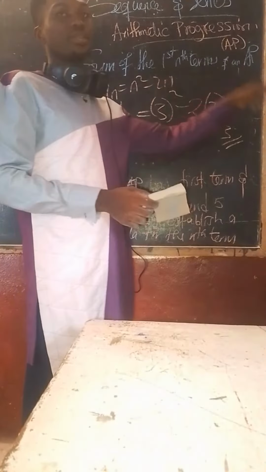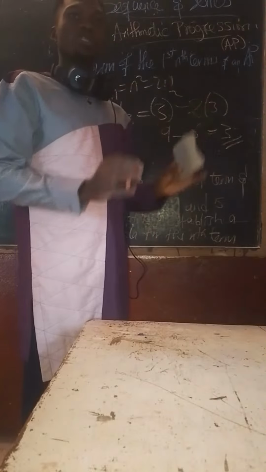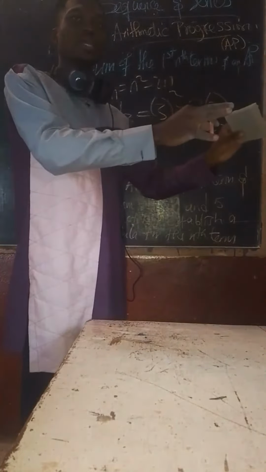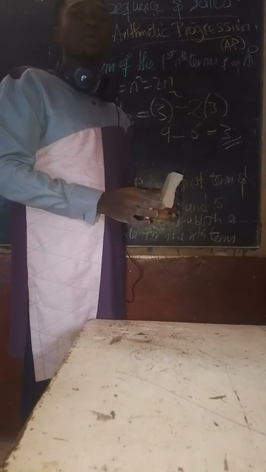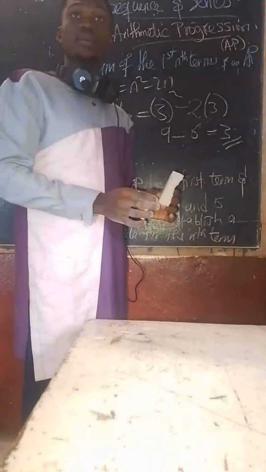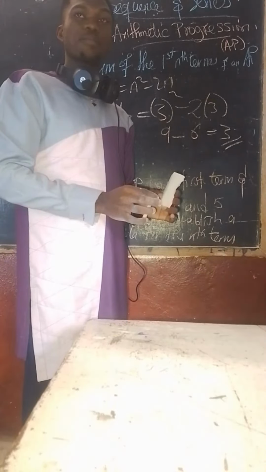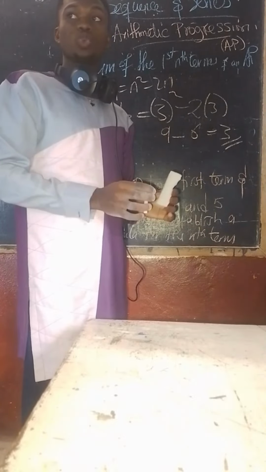And they're asking for the third term. So the third term is gotten by substituting 3 in the equation for the nth term. Are we okay? Yes. If there's a problem, you let me know. Shall we go to question 2?